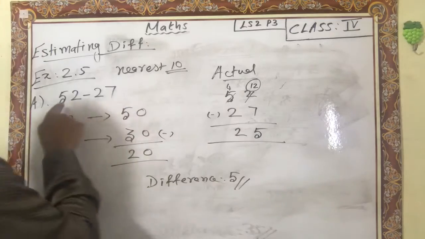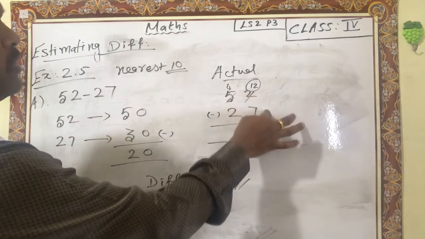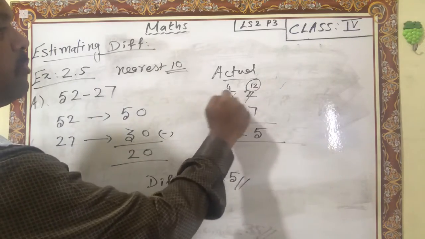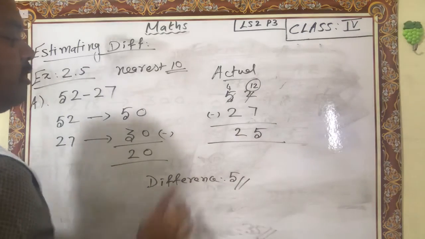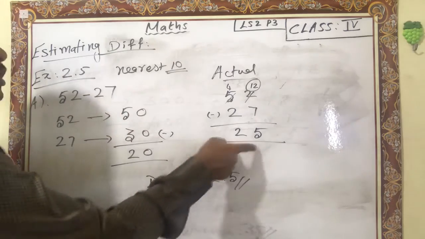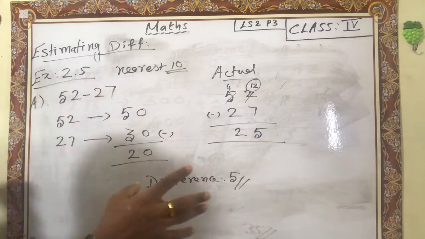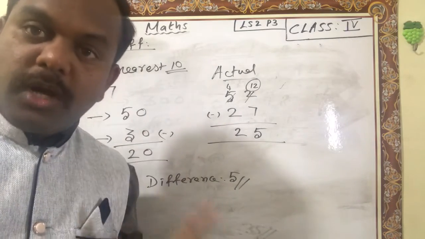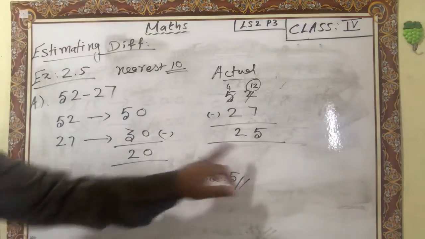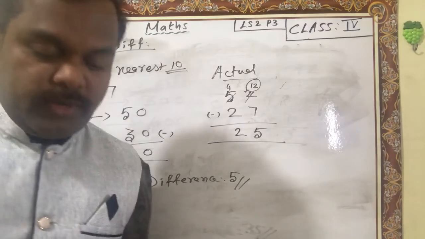Actual 52 minus 27. 2 minus 7 we can't, so you have to borrow from the left side. Now 12. 12 minus 7 is 5. 4 minus 2 is 2. 25. Then after that, again 25 minus 20, because you have to find the difference also. If it is addition or subtraction, you have to find the difference also. 25 minus 20 is the difference. And one more from 3-digit numbers.